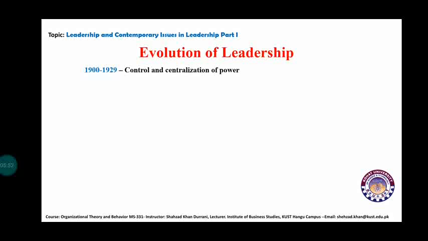From 1900 to 1929, there was control and centralization of power, right? People were accepting those as a leader who possessed some powers. For example, at that time, the concept of power was present. The people who were ruling the states, the countries, were the powerful people. So people were accepting them as their leaders just because of the power, the authority that they possessed. From 1900 to 1929, this was the concept of leadership at that time.